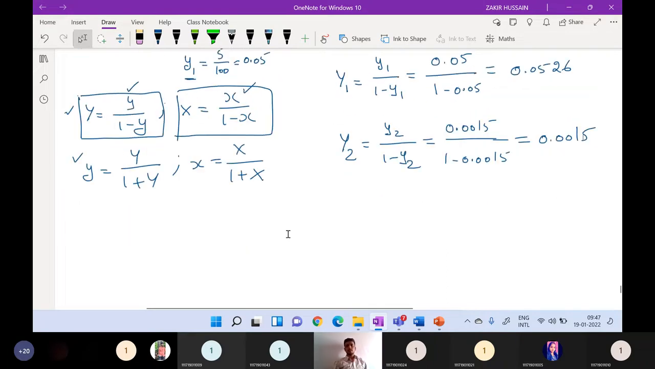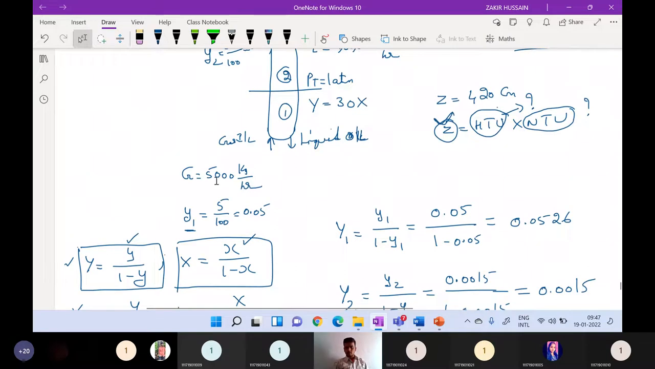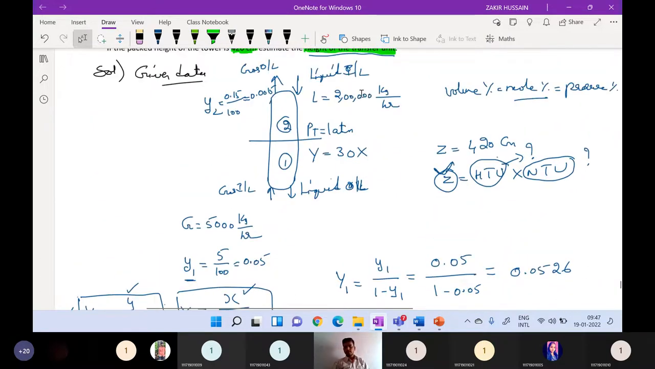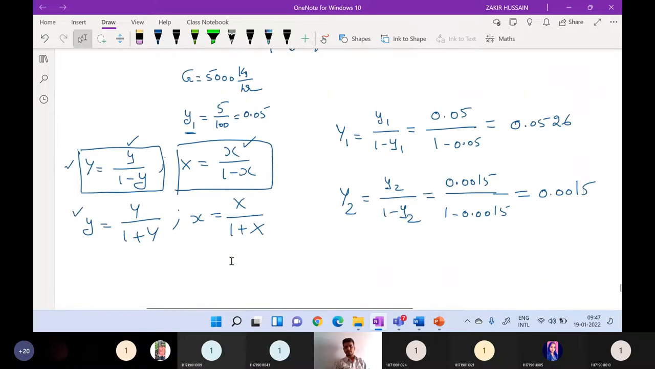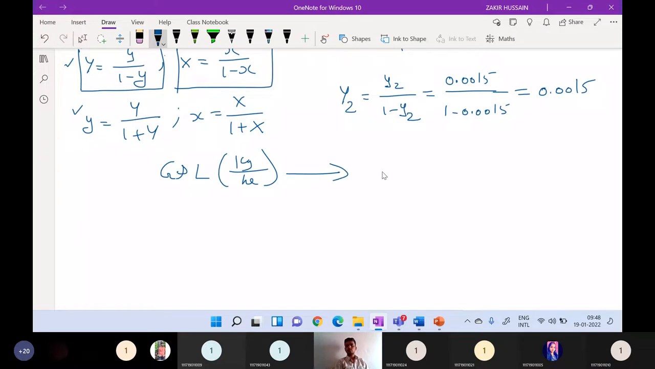Now these are all in mole ratios. But here G is equal to 5000 kg per hour, which is a mass flow rate, and here also 2 lakh kg per hour mass flow rate. Whereas these Y quantities are all molar ratios. So we need to convert G and L, given in kg per hour, into kilomole per hour.